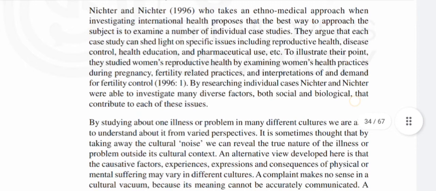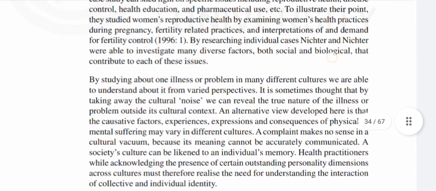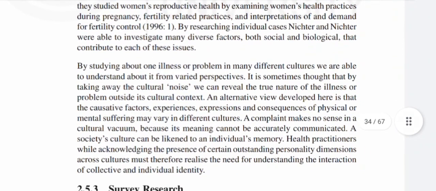By researching individual cases, Nectar and Nectar were able to investigate many diverse factors, both social and biological, that contribute to each of these issues. By studying one illness or problem in many different cultures, we are able to understand it from varied perspectives. It is sometimes thought that by taking away the cultural noise, we can reveal the true nature of the illness or problem outside its cultural context.